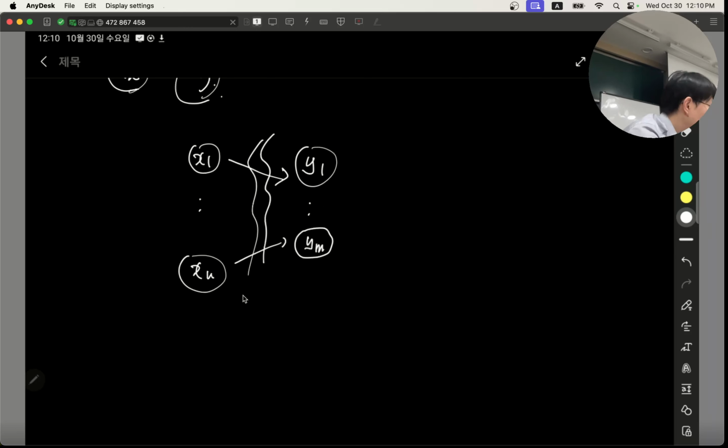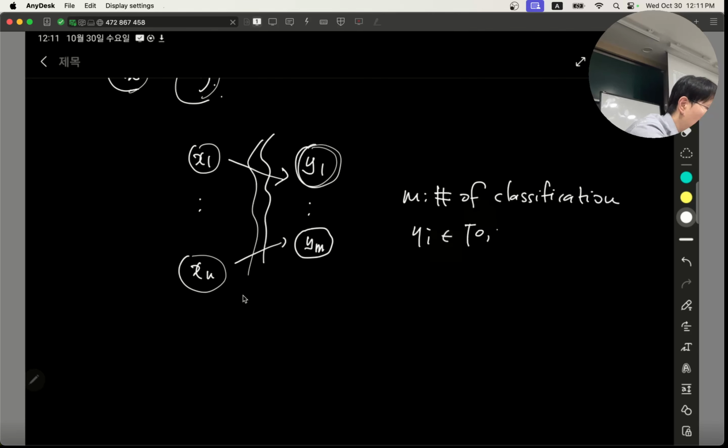So m is a lot less than n. m is the number of classifications, and these yi's are also assumed to be normalized to a number between 0 and 1. So once you have this model, your model as a function is a function from Rn to Rm, right? You can design your model to be a linear function or a composite of linear functions.